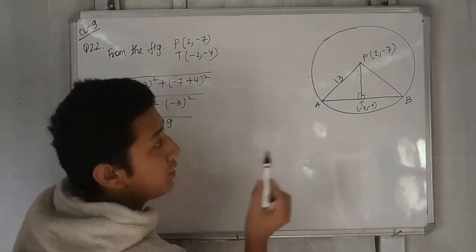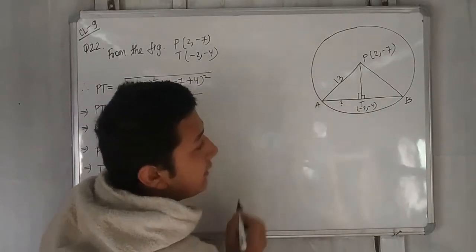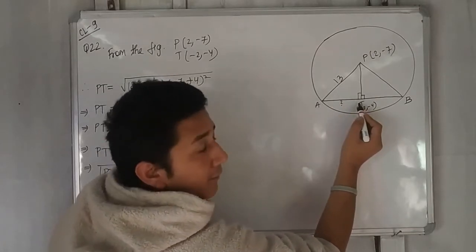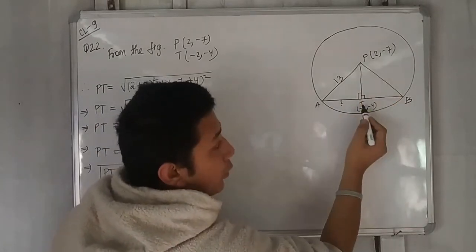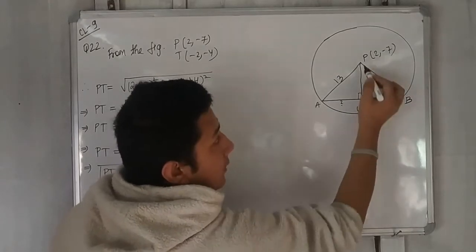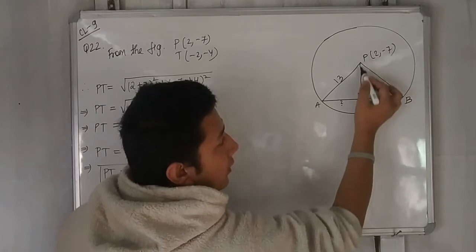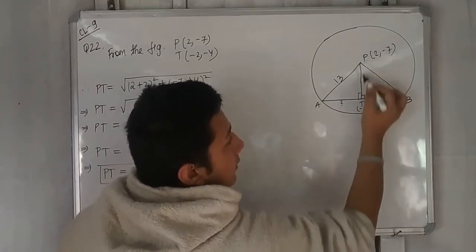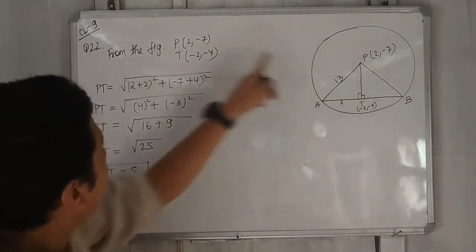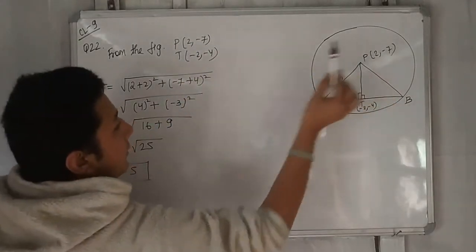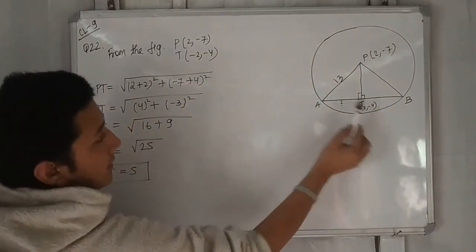See, the question is asking us to find the value for AT. This AT we need to find. And I have the coordinates of P and coordinates of T. So if I use this P and T, can I find the value for PT using your distance formula? Which I have done out here. So from the figure, boys, P is (2, -7) and T is (-2, -4).